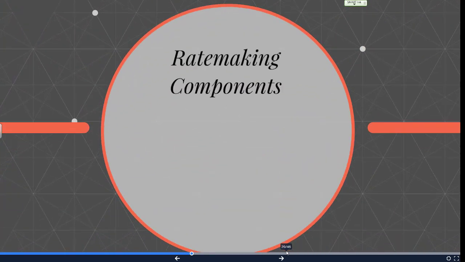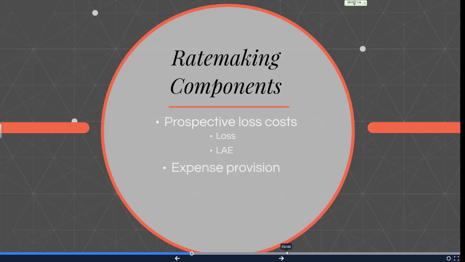Now let's look at rate-making components. This will be review for the most part. Rate-making components consist of prospective loss cost, or the cost of losses in the future, which is of course based on the loss, but also the loss adjustment expenses, or the cost of adjusting those claims, which could include legal defense cost and investigations costs. Additionally, there's an expense provision, which of course includes the cost of acquiring the policy in the first place, the commissions and the overhead that went into marketing the policy and distributing it, and other overhead costs such as processing the policy, the billing, and taxes.